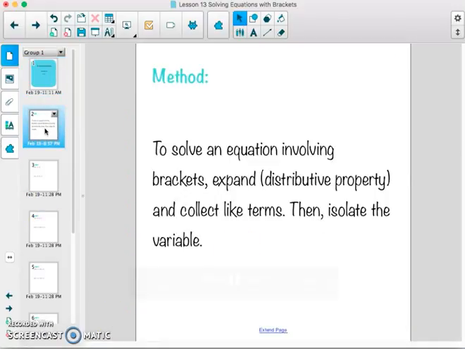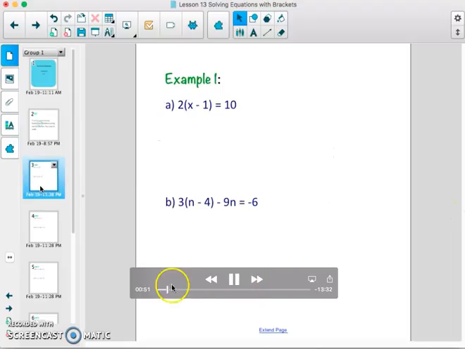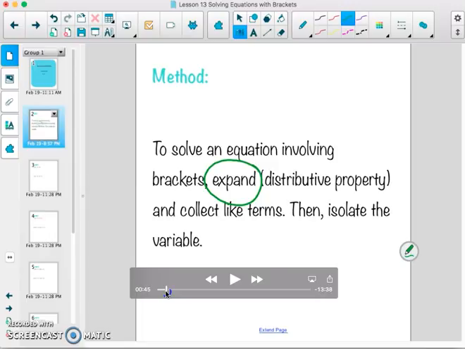So pretty much when we're solving an equation with brackets, the first thing we're going to do is expand by using the distributive property. That's pretty much the only thing that's different, because then we're going to collect like terms and isolate for the variable, which means get it by itself. We have already been doing that. It's just the expanding part that's a little different. We're just adding a step at the beginning, and then we can collect like terms the same way we've been doing it.